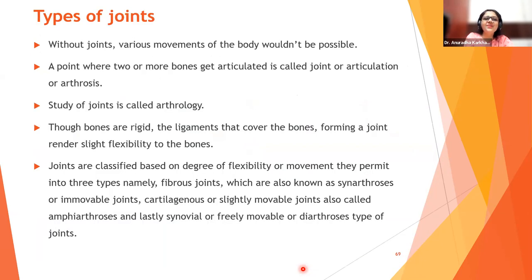Okay. Yeah. So a point where two or more bones get articulated is called a joint, or it's called articulation, or it's called arthrosis. Okay. Study of joints is called arthrology.